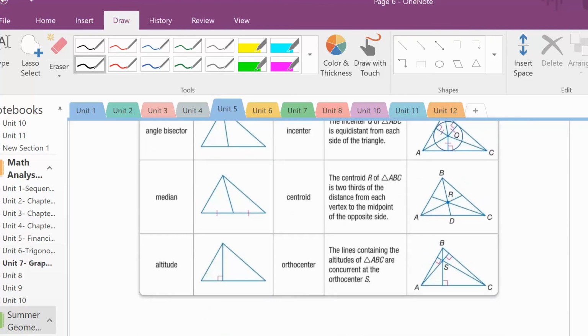The median goes from a vertex to the opposite side and it divides it in half. The centroid is where the medians meet and it divides the segments into 2/3 from the vertex to the centroid, and then 1/3 is left. And then the altitude is a segment that goes from a vertex to the opposite side and is perpendicular. And the orthocenter is where they meet.